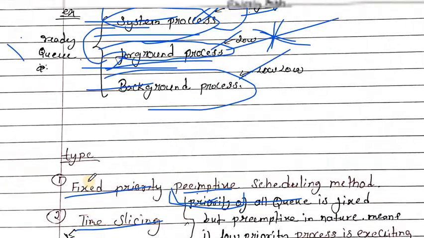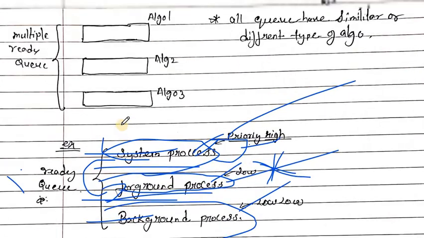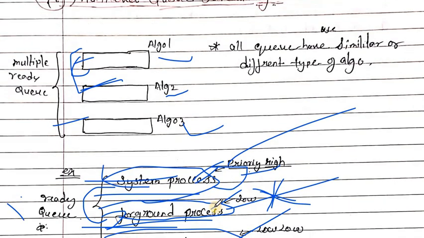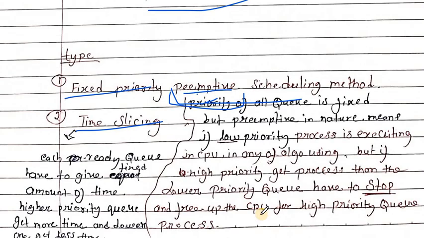Now the time slicing. In time slicing, what happens? If there are multiple queues, say 3 queues, each queue is given an equal or different time slot. Means that algo 1 gets more priority, so it gets 2 seconds for execution, the next gets 1 second of execution, and this one gets 0.5 second. Algo 1 gets more time according to priority, and this is called time slicing scheduling.